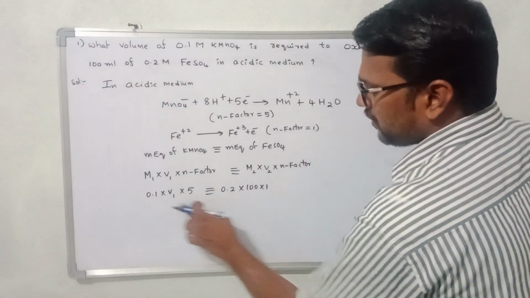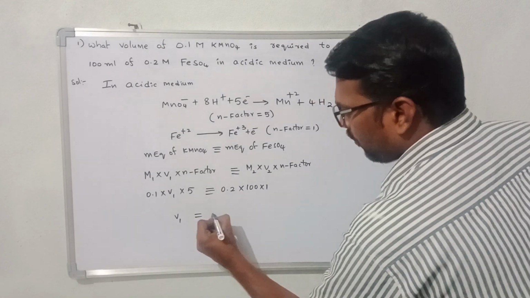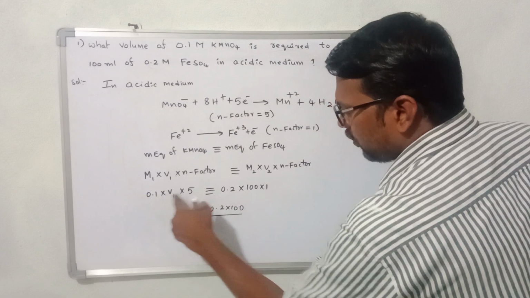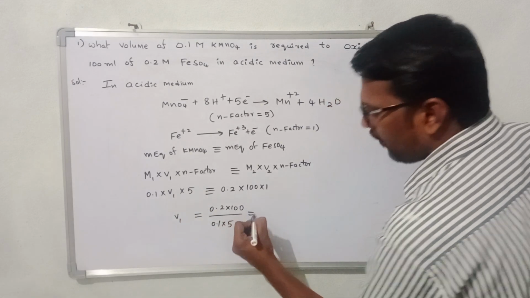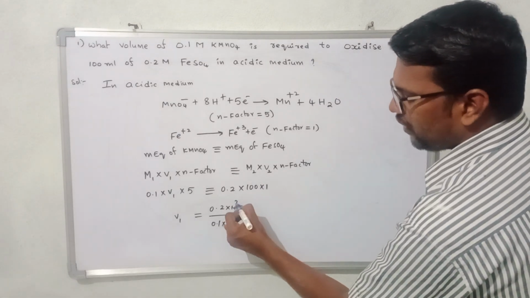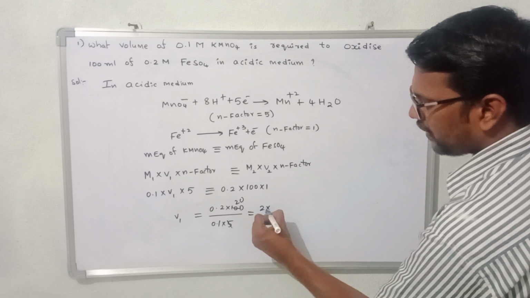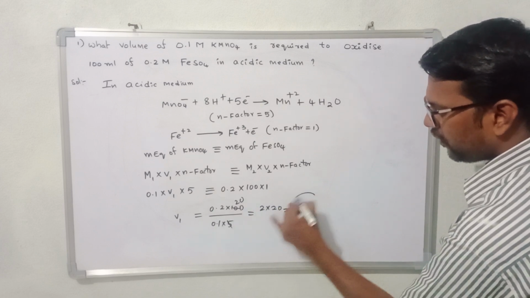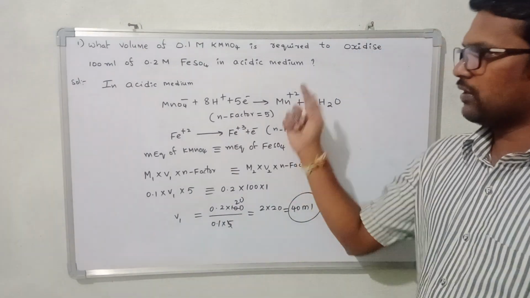From this we want to find the V1 value. V1 is equal to 0.2 into 100, divided by 0.1 into 5. So 0.1 into 5 is 0.5, and 0.2 into 100 is 20, so this becomes 2 into 20, which is nothing but 40 ml. So here the answer is 40 ml. This is the answer for this problem.